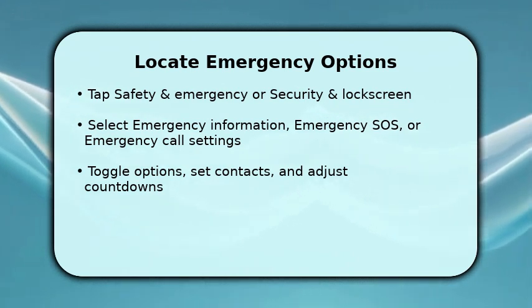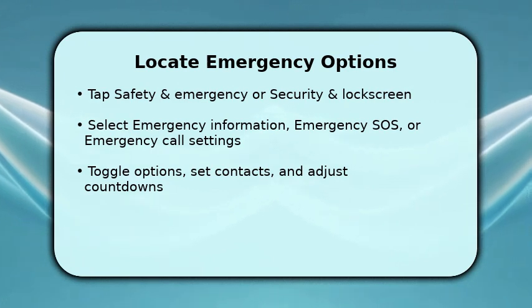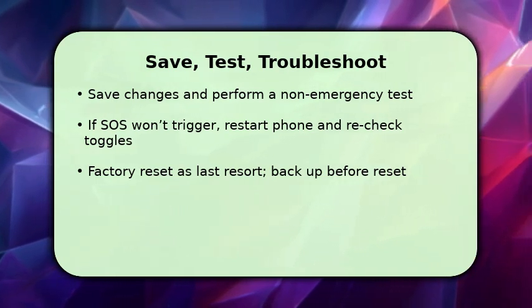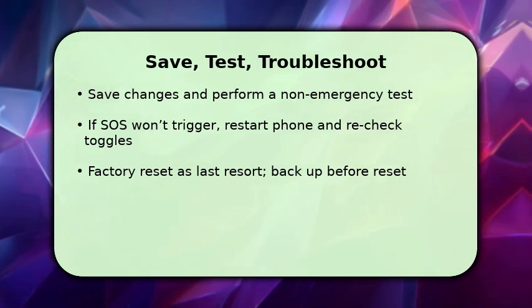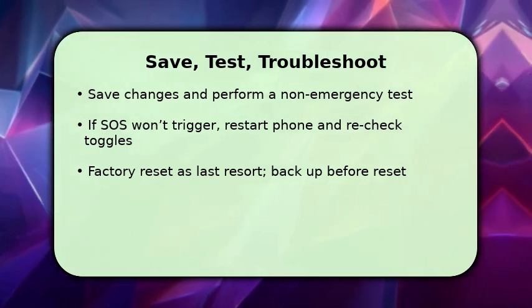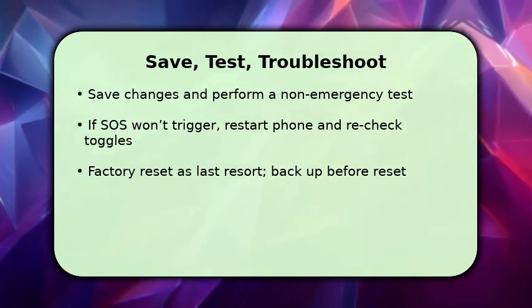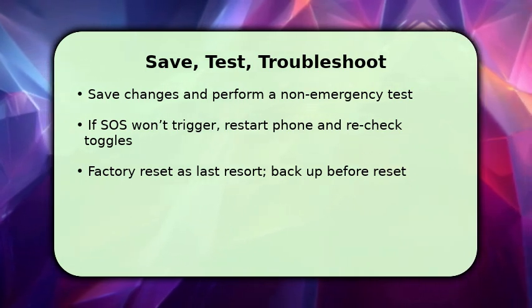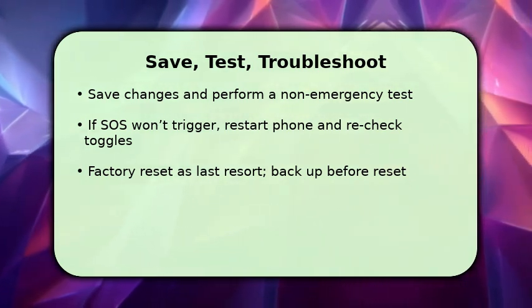This prevents accidental calls while keeping fast access. After configuring, save your choices and perform a quick test. Use the actual trigger but cancel before the call connects to avoid dialing emergency services. If the shortcut doesn't activate, restart the device and reopen settings to confirm toggles persisted. Sometimes permissions or firmware glitches revert changes. If problems continue, clear the Settings app cache or update OxygenOS.